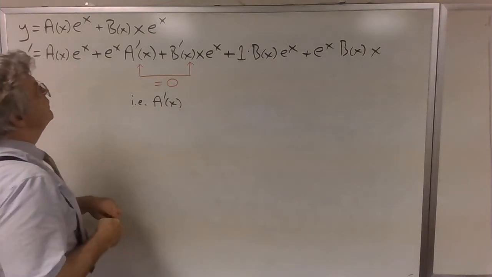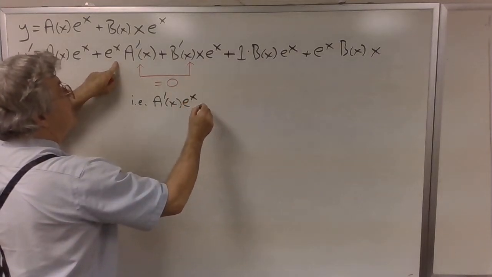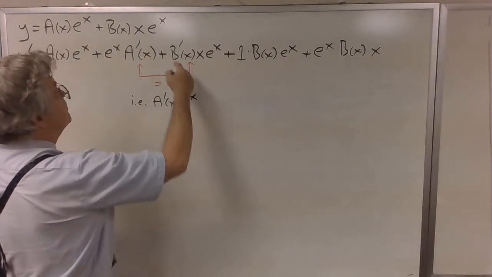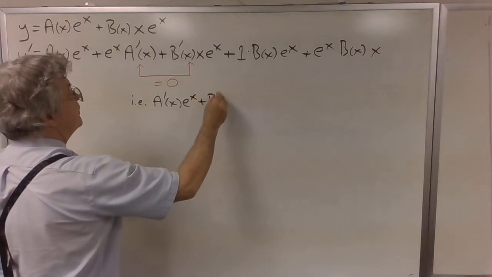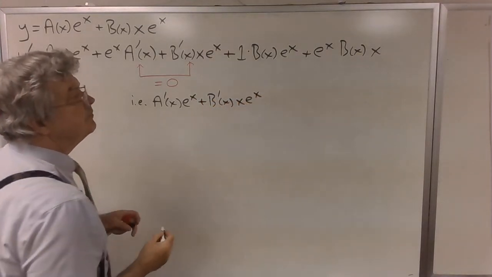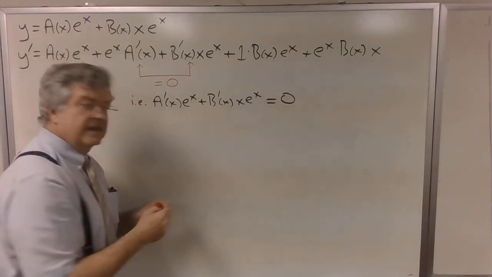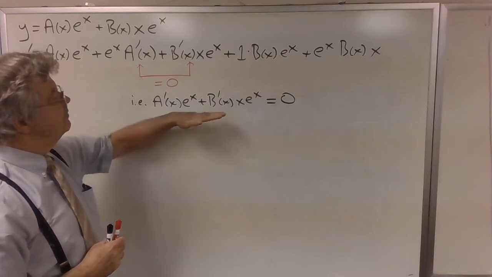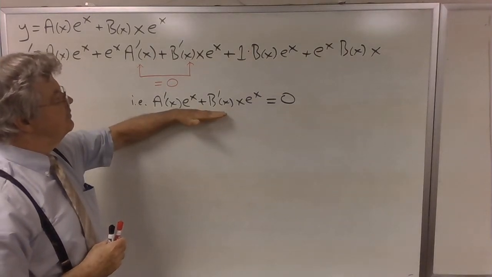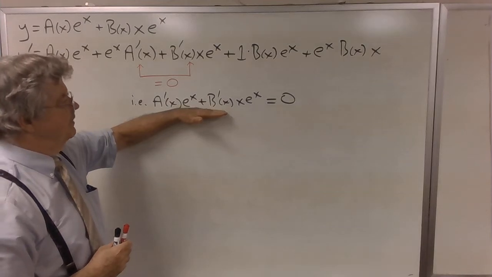Okay. This is a prime of x e to the x. And this is b prime of x, x e to the x. And our condition is that we're going to impose the restriction that this equals 0. The sum of these two things equals 0.